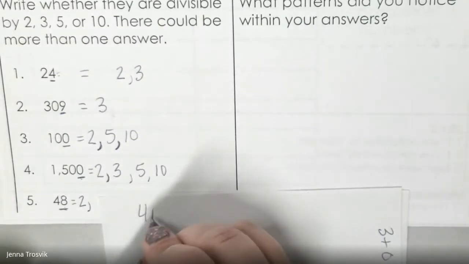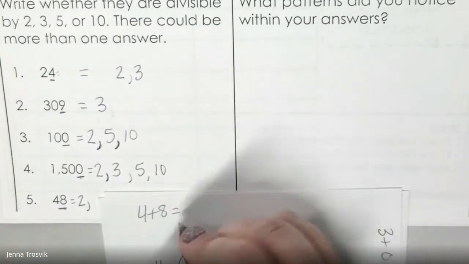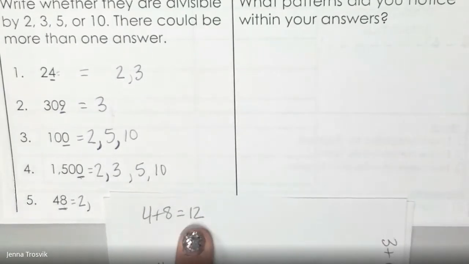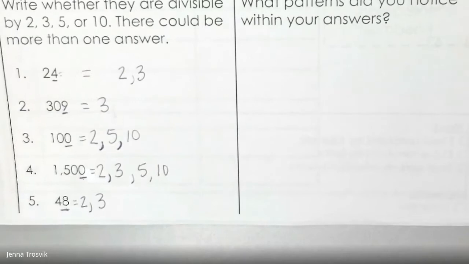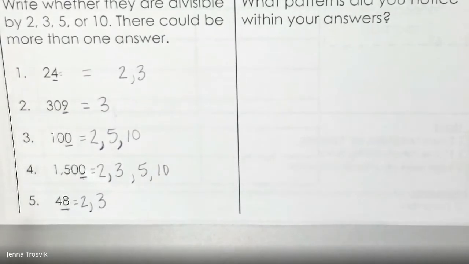So the only other one we have left to check is if it is divisible by 3. So 4 plus 8 equals 12. 12 is a multiple of 3 and can be divided by 3 equally, so therefore 48 is also divisible by 3. If you got that right, awesome job.